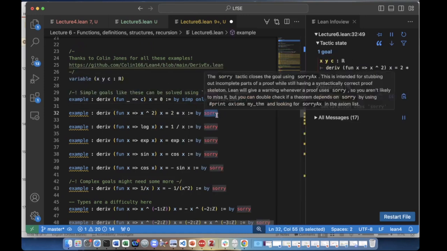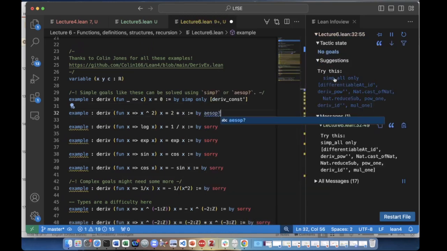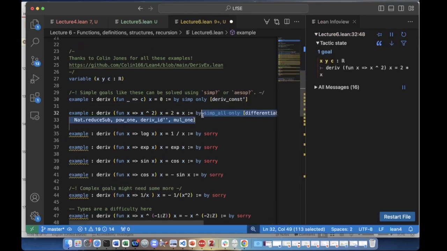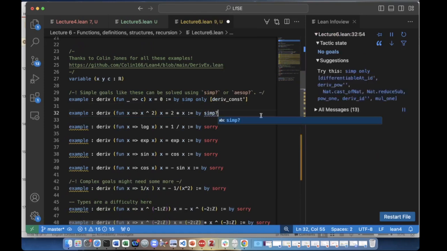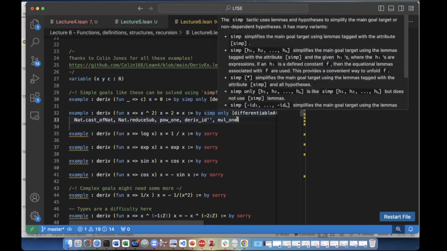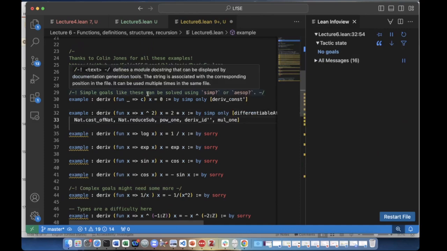We can do the second one. We could write an aesop? and it has this suggestion, simp all only, and it puts 1, 2, 3, 4, 5, 6, 7 different theorems in here. We can just click it, and there it is. We can do simp? as well. It's suggesting the same 6 theorems and so forth. And we've proven this one too. So these are simple goals.